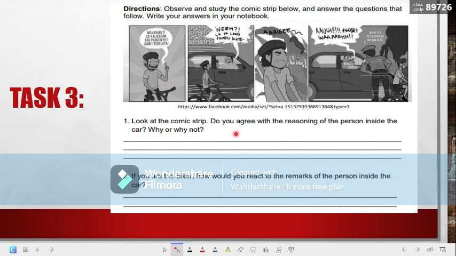So, number 1. Look at the comic strip. Do you agree with the reasoning of the person inside the car? Why or why not? So you have to provide your answer. You have to copy the questions, by the way. Number 2. If you are the biker, how would you react to the remarks of the person inside the car? Okay. So you need to reflect and take your time in answering these questions.